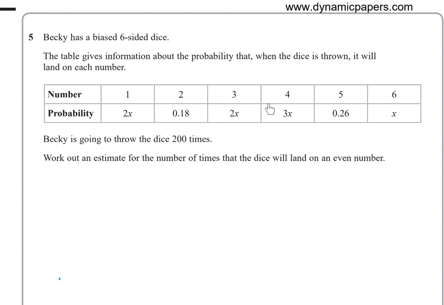If you look at the table, the probability of 1 is 2x, probability of 2 is 0.18, and so on, probability of 3 and 4. So to find x, the sum of all probabilities should be 1. So you can solve for x. So add all and equate to 1. So 2x plus 0.18 plus 2x plus 3x plus 0.26 plus x equals 1.